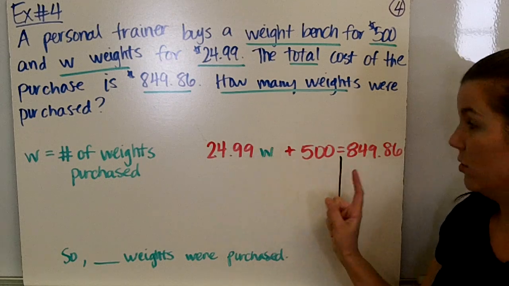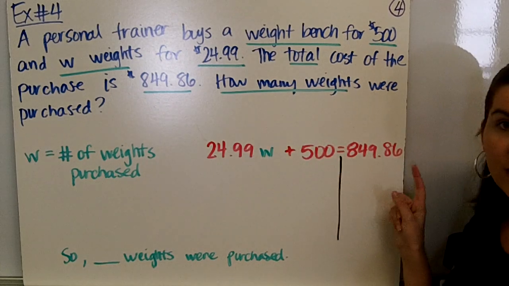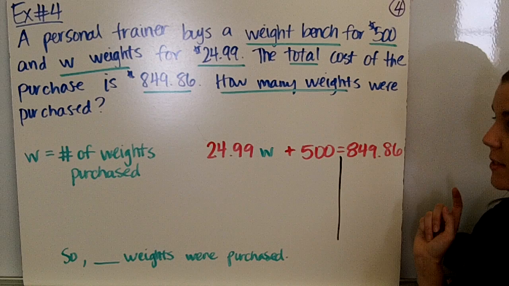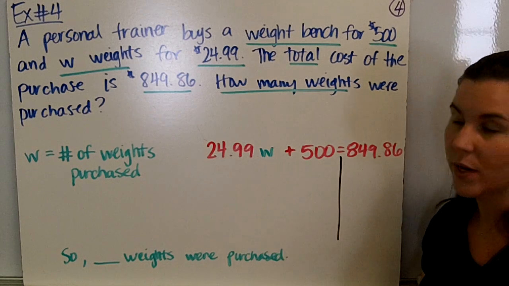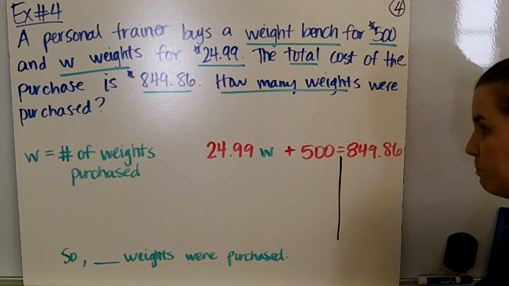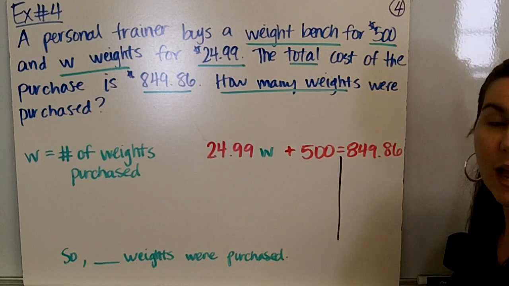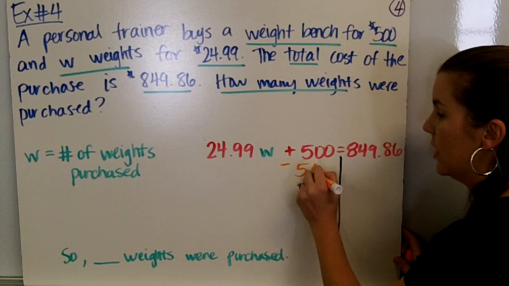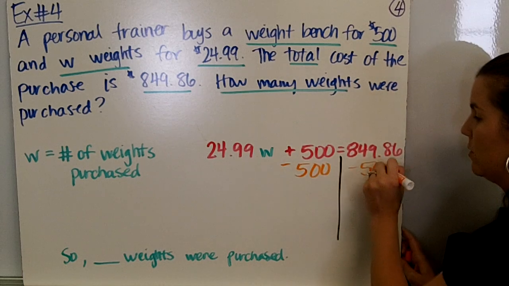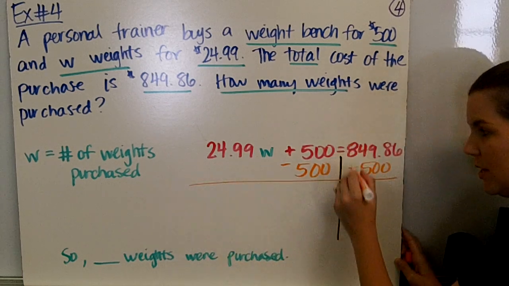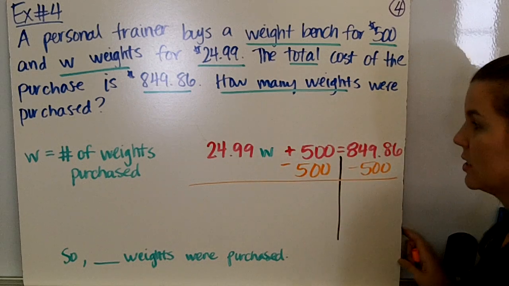All for a total, so add, of $849.86. We need to find out how many weights there were. So we're going to solve for W. Go to where your variable is, cover it up. I have plus 500. The opposite of addition is subtraction. Subtract 500 from both sides of the equal sign. Again, drawing that line is really helpful so you don't get confused.